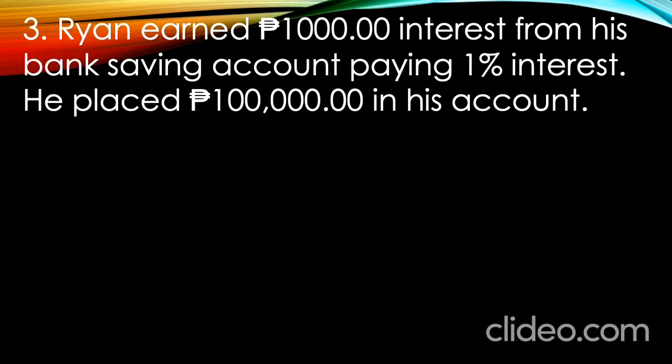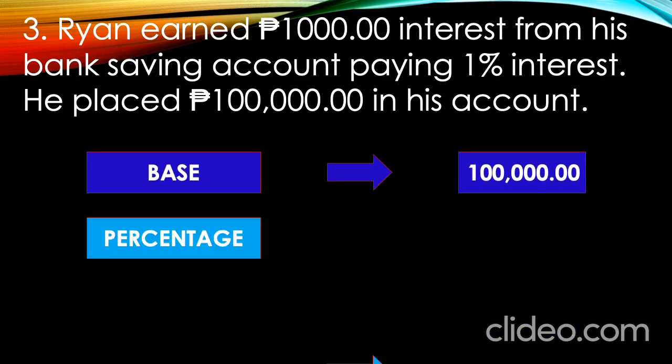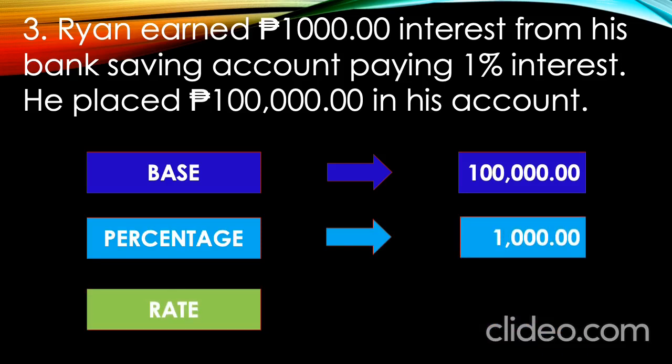Our third problem: Ryan earned 1,000 pesos interest from his bank savings account paying 1% interest. He placed 100,000 in his account. So what is the base? 100,000. The percentage is 1,000 and the rate is 1%.